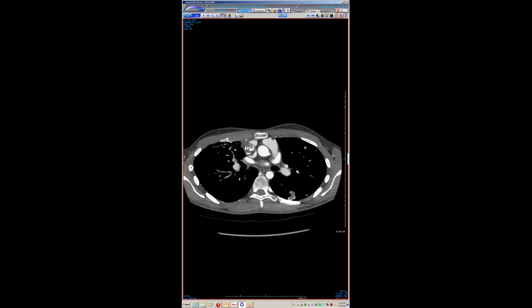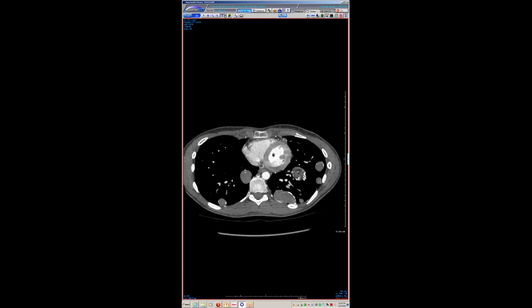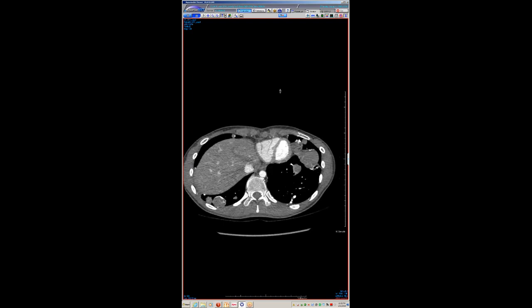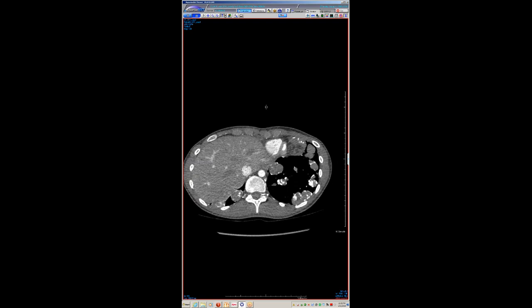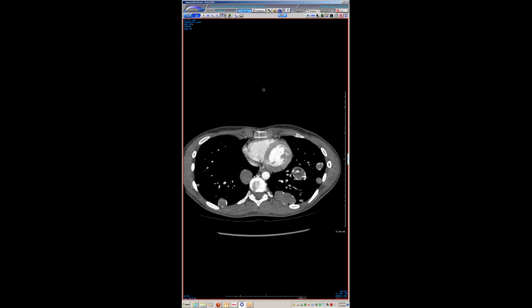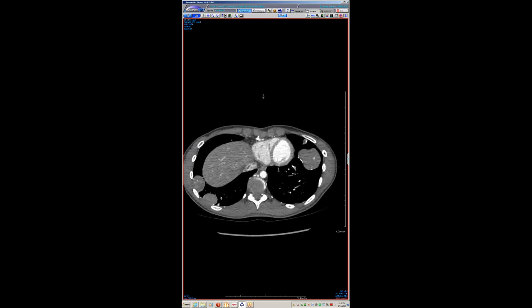It's just a bizarre case. So the lung lesions were there before his resection, or only after? You know what? I have to figure that out. He didn't come here until like 2016. And I'm not sure about the lung lesions, about where they were, if they were there.